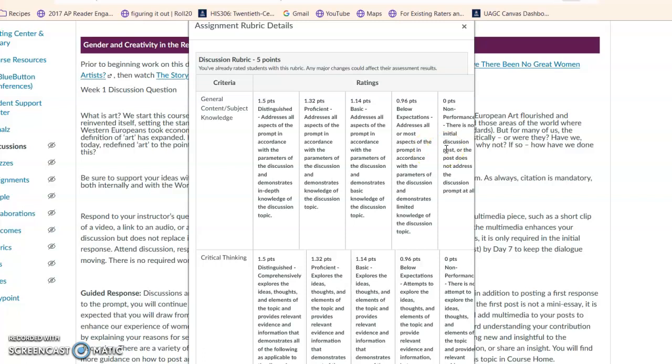The way I do this is general content subject knowledge is where you're demonstrating to me that you have understood and comprehended the material in the readings. This is kind of the here I understand the history, here I understand what the points were, here you're demonstrating to me that you've got just a working knowledge of what we're talking about.